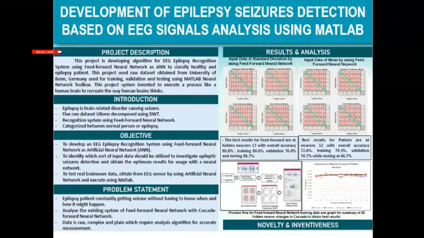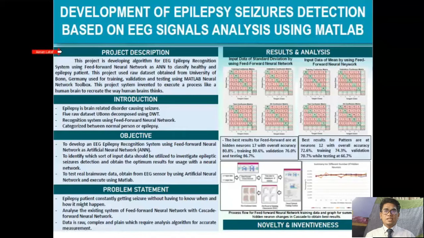This project is basically developing an algorithm for an EEG epilepsy recognition system by using a feed-forward neural network as an artificial neural network (ANN). This is to classify between healthy individuals and epilepsy patients by evaluating their EEG data. This project also uses a raw dataset obtained from the Department of Epilepsy, University of Bonn, Germany. This raw dataset is then used for training, validation and testing by using the MATLAB Neural Network Toolbox. The system is invented to execute a process like the human brain, to recreate the way the human brain thinks.